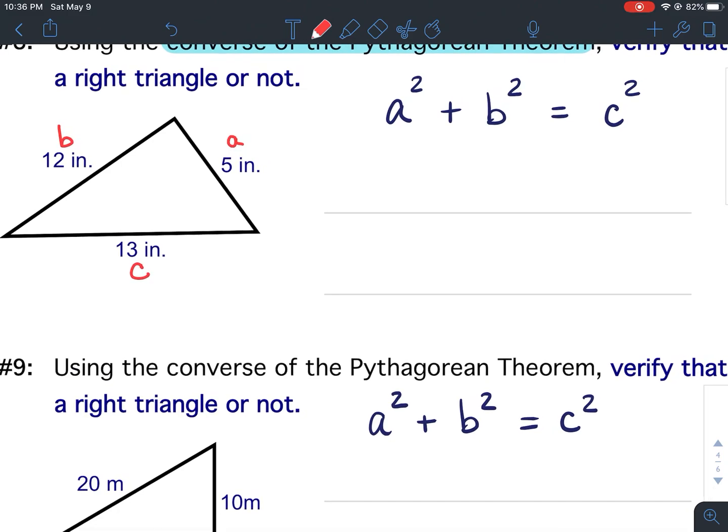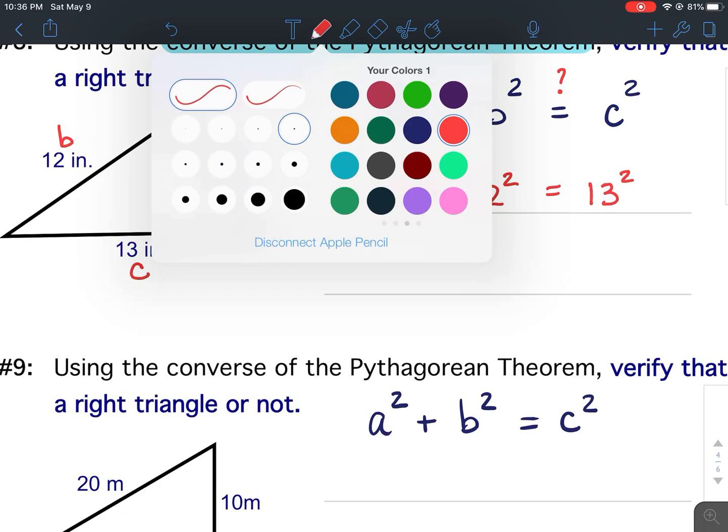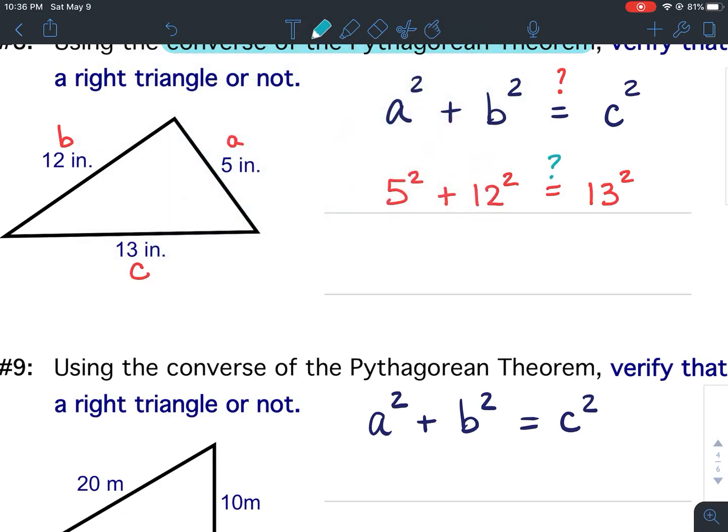Now, before I fill it in though, we don't know if they're equal, and because we don't know if they're equal or not, you need to put a question mark above that equal sign. We're determining if they are equal. We don't know if they are or not. So, I have 5 squared plus 12 squared, and we're going to determine, does that equal 13 squared? So, are these equal? Well, to do this, you're going to put this side into your calculator, and then you're going to put that side in your calculator.